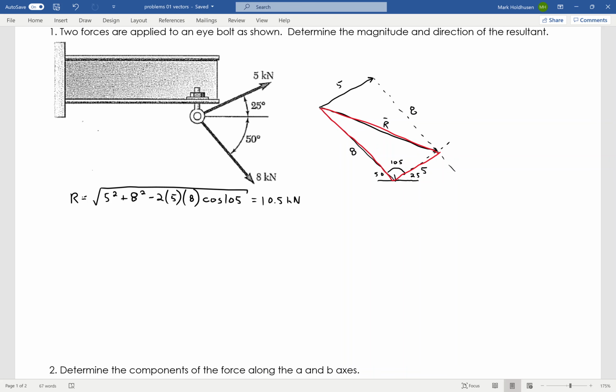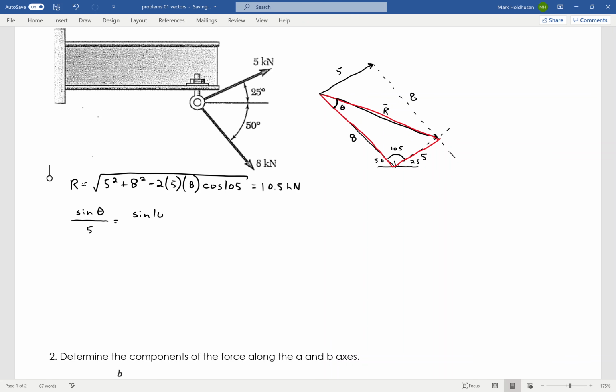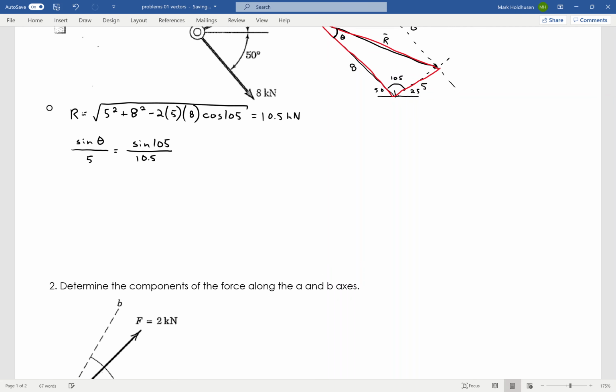Now, the angle that I'm looking for right now is going to be this angle right here, because I need to find the angle at which that resultant force is in fact going. So I'm going to find that angle. I'm going to use what's called the law of sines, where I do the sine of that angle, divided by the side that's opposite, which for us here is 5, and then I'm going to use the sine of a known angle, that'd be the sine of 105, divided by my side opposite, which I just found is 10.5.